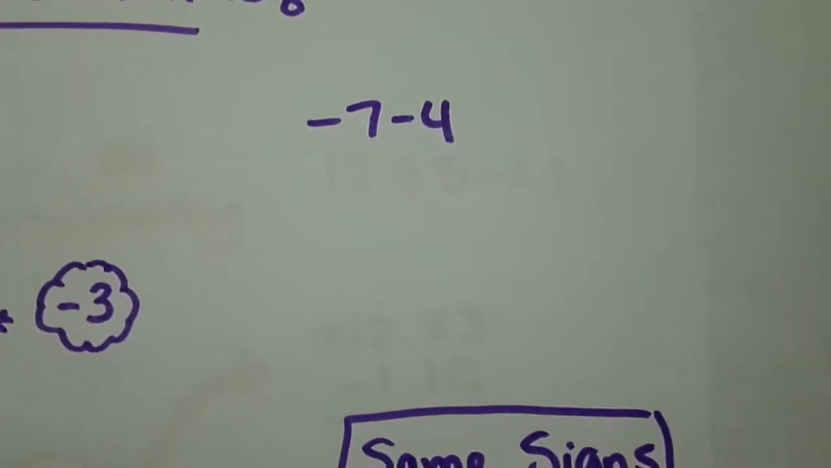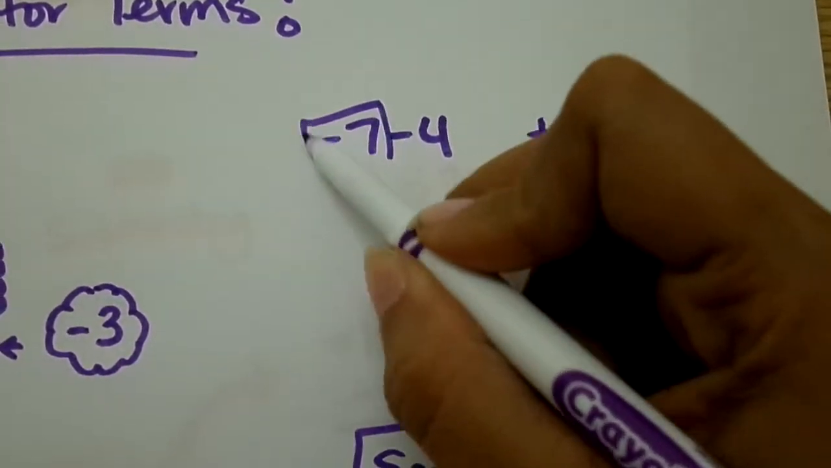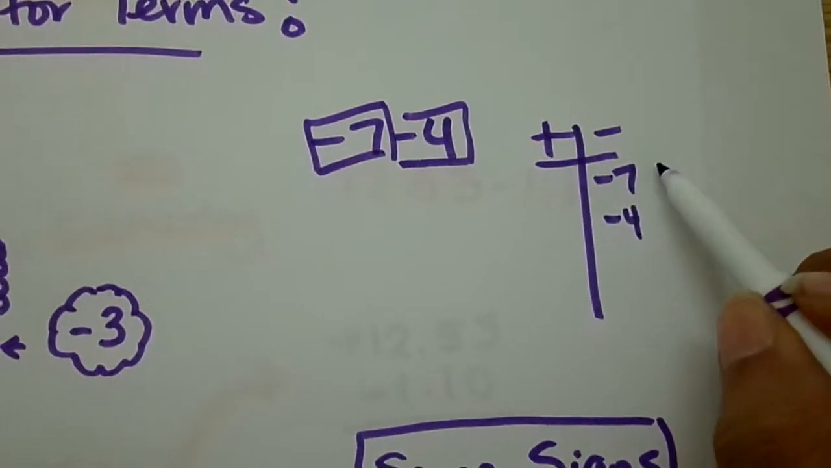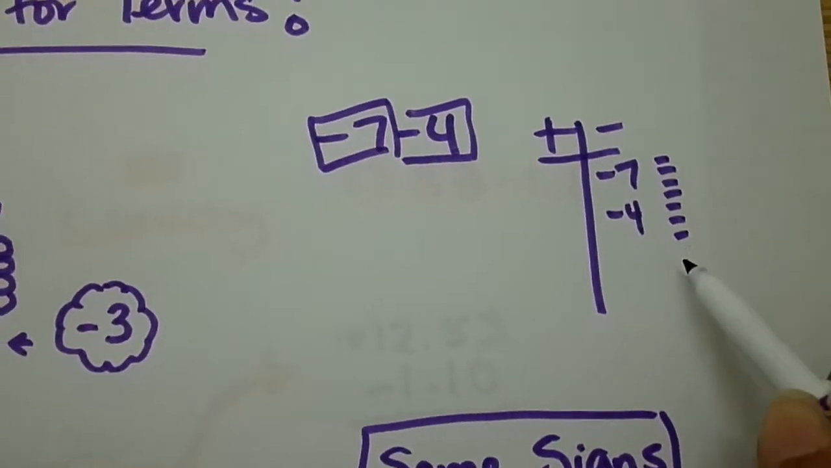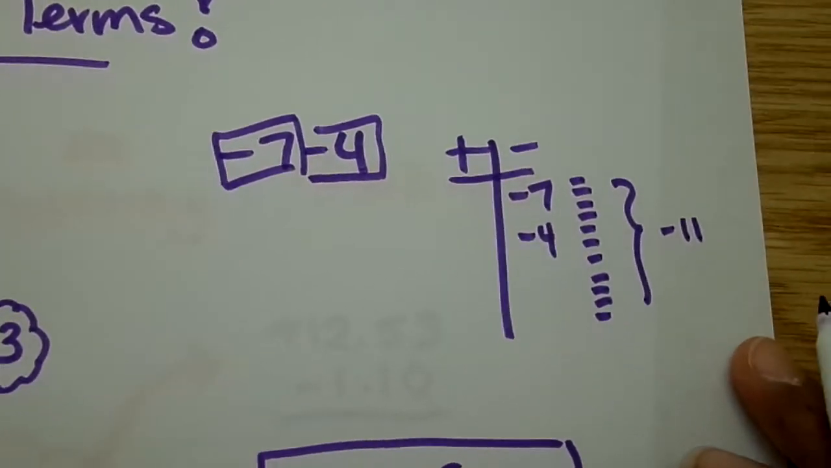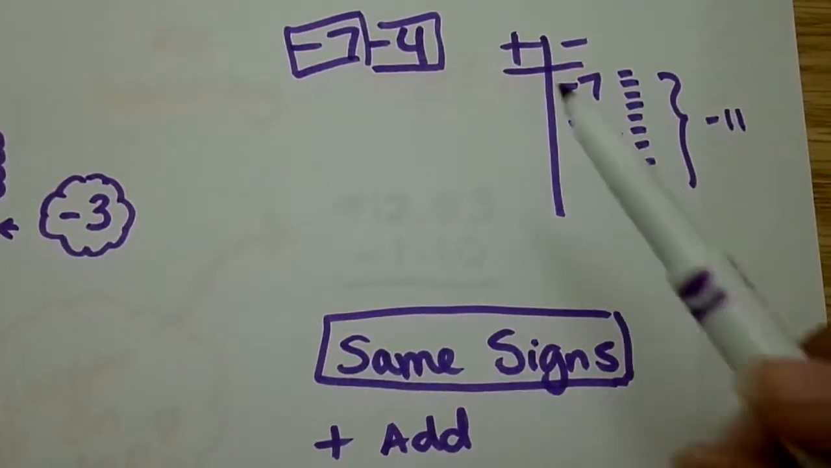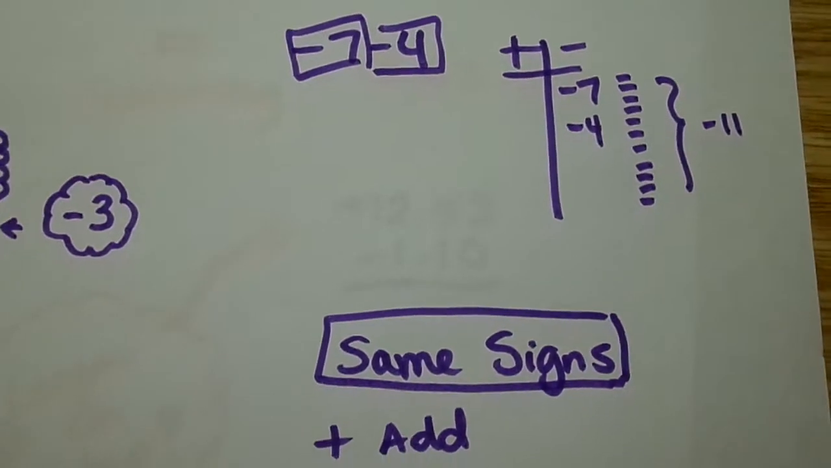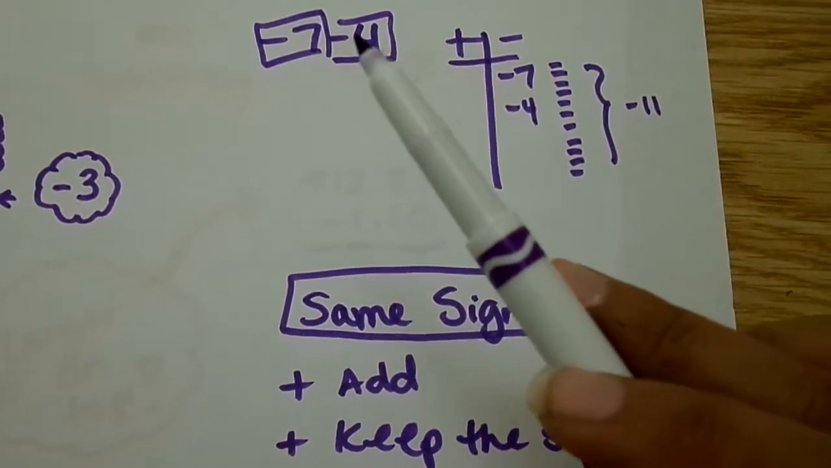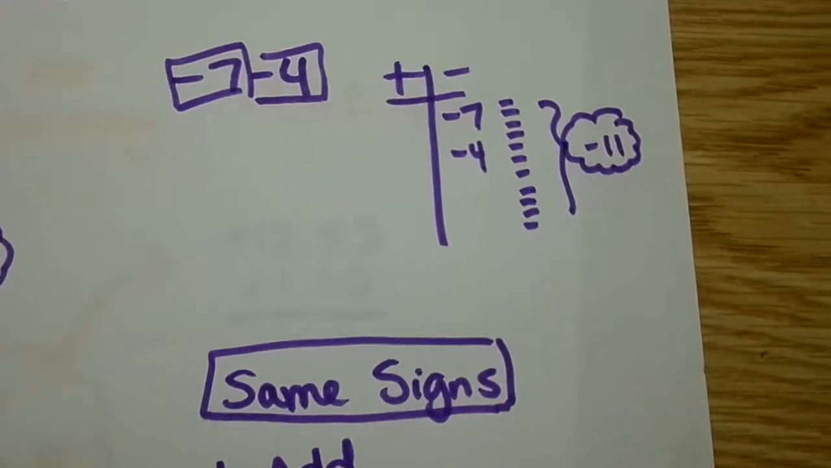Okay, one more thing. -7 subtract 4, if I do a term chart, I have 7 negatives and 4 more negatives. So if I were to draw this, 1, 2, 3, 4, 5, 6, 7 negatives, 4 more negatives, so I actually have a total of 11 negatives. When the signs are the same, we are going to add. 7 plus 4 is 11, and we're going to keep the sign. Since they're all negative, I'm going to have a -11 for our final answer.